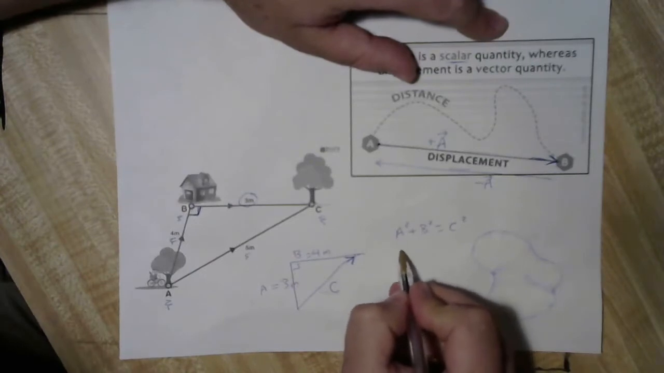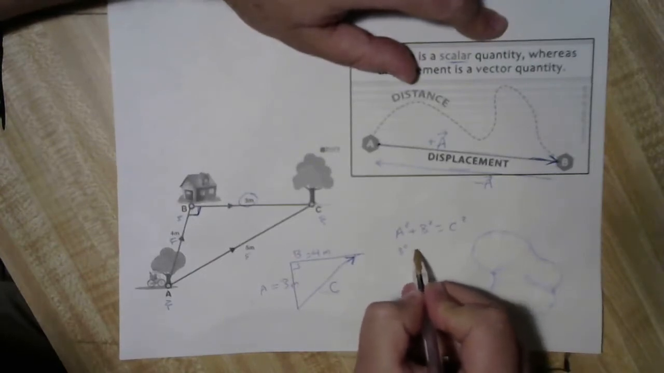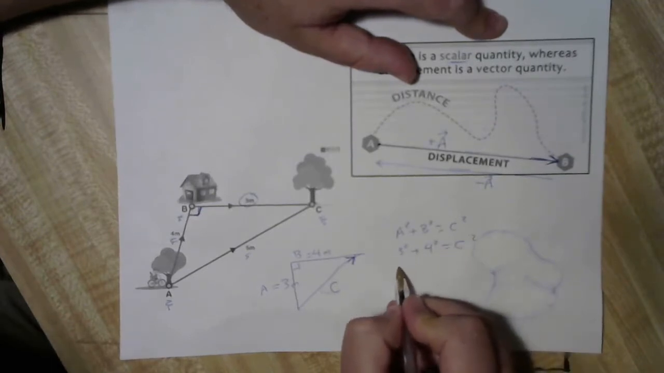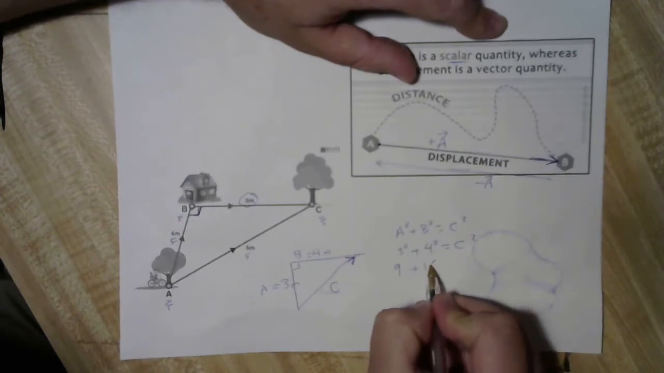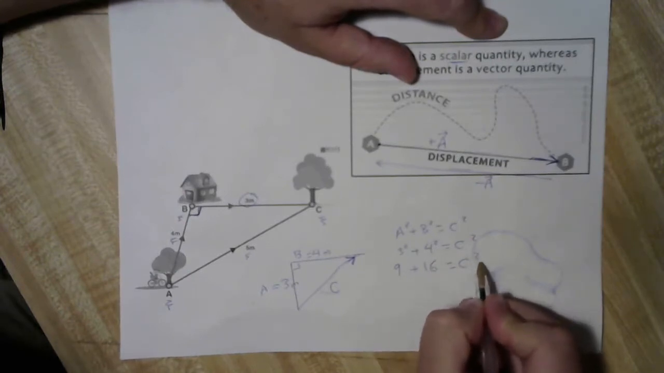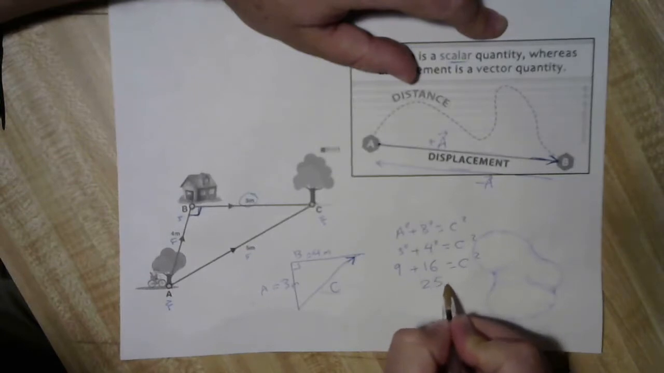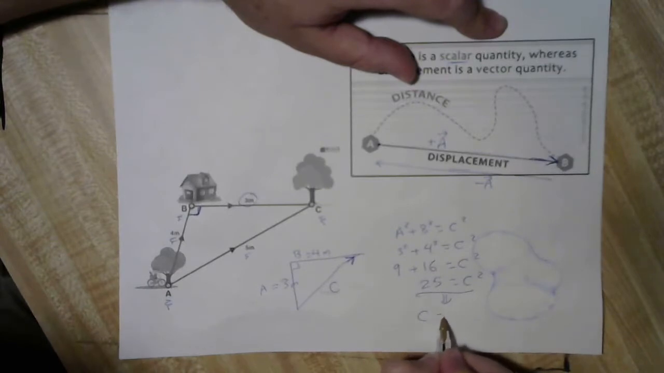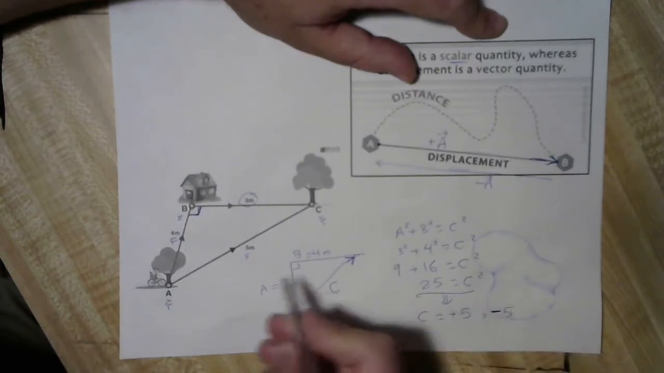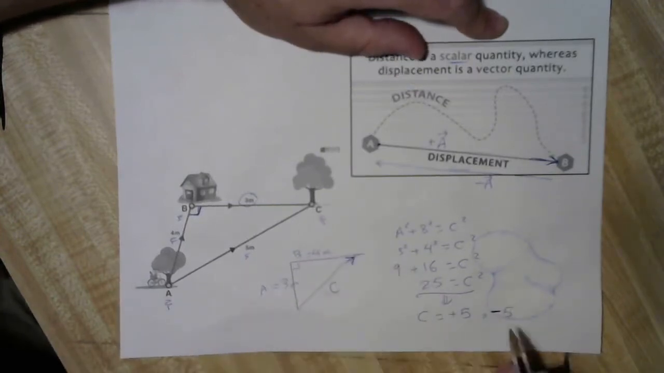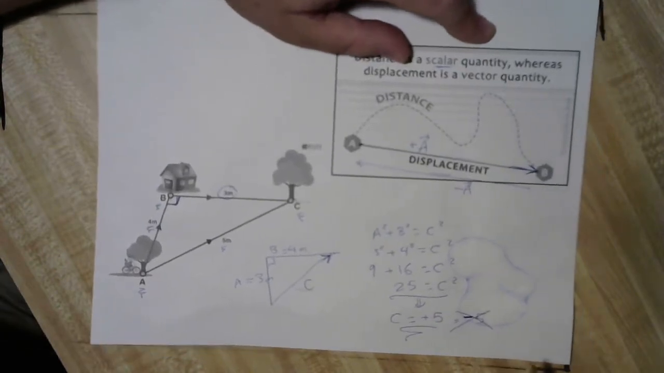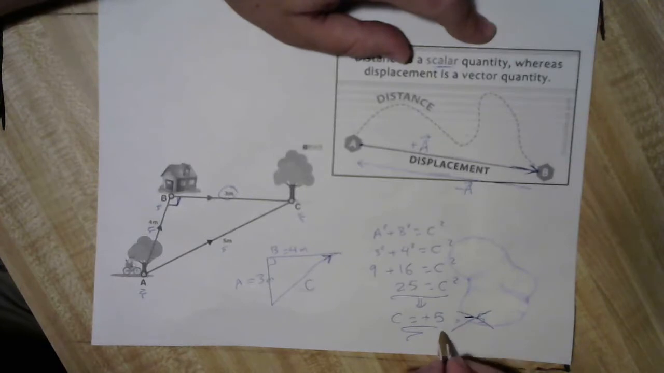So A squared, 3 squared plus 4 squared, is equal to C squared. This is 9 and this is 16, equal to C squared. So I have 25 equal to C squared, and from it C is equal to plus 5 or minus 5. It is a distance or a displacement. It is a positive value, so I will not take the negative value. And the unit is in meters.